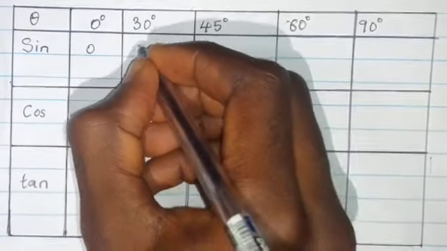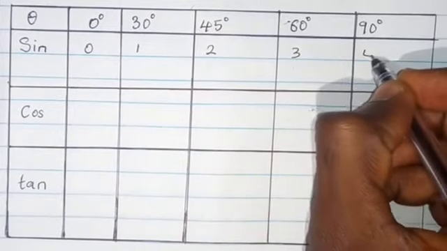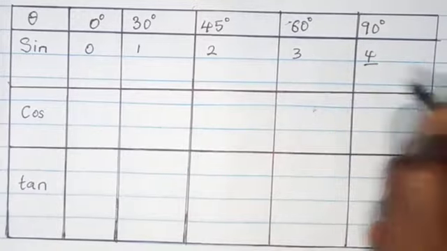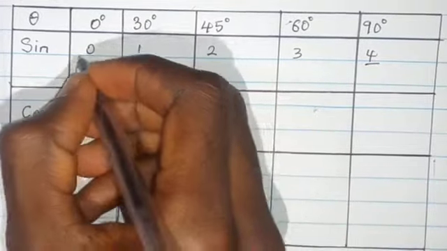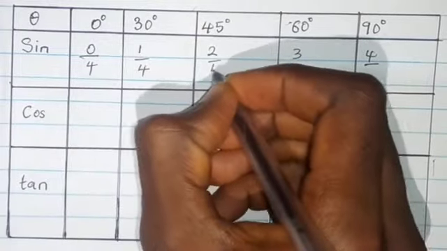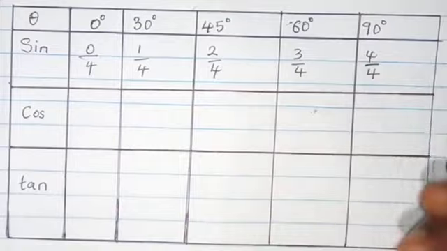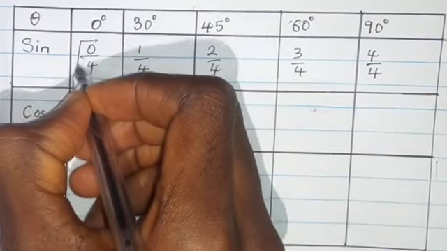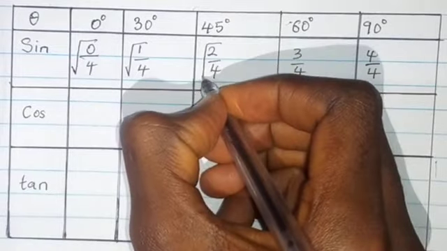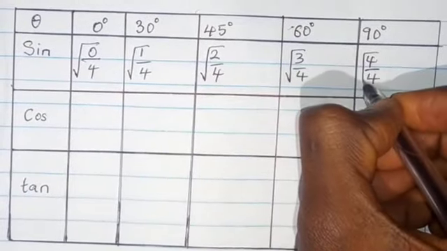For this one, let's start from 0, 1, 2, 3. Now let's divide everything by 4. So 0 divided by 4, 1 divided by 4, 2 divided by 4, 3 divided by 4, and 4 divided by 4. Now let's square root everything.